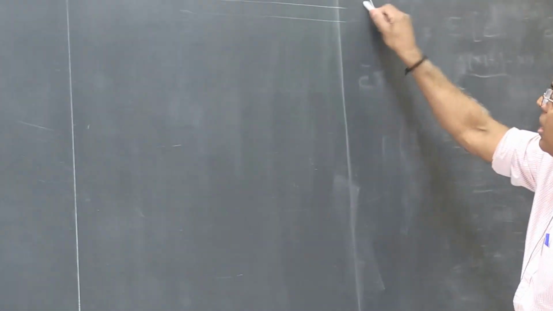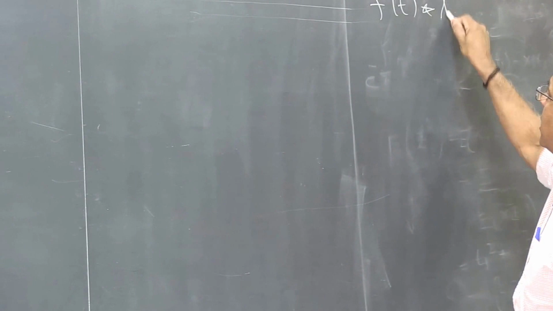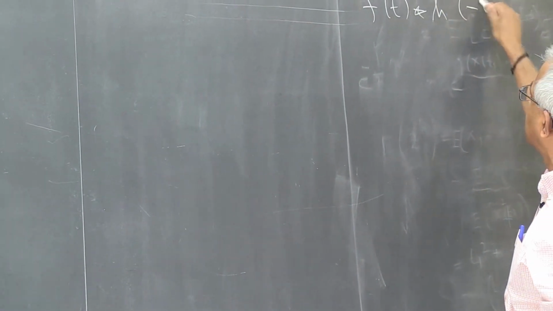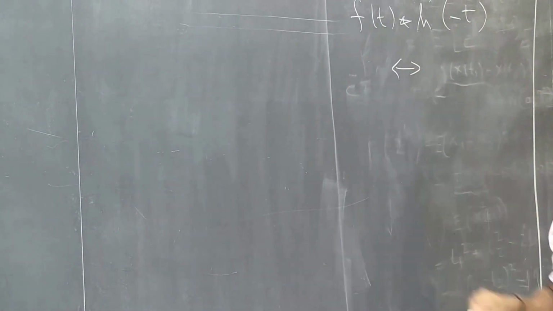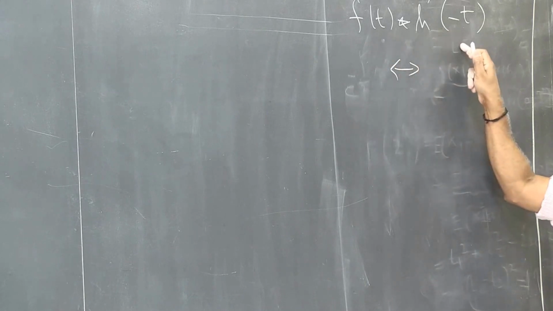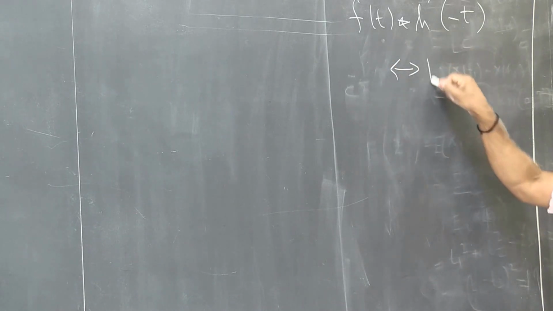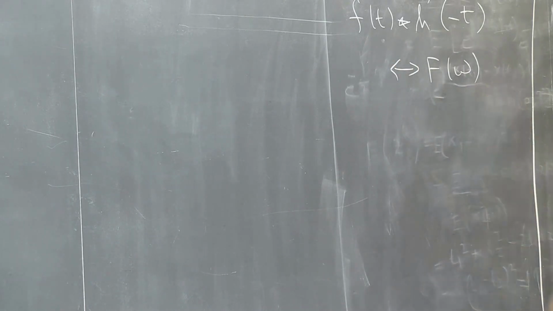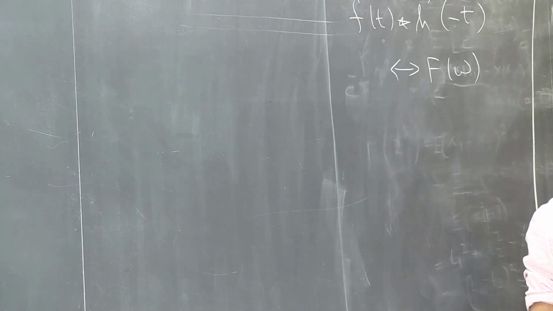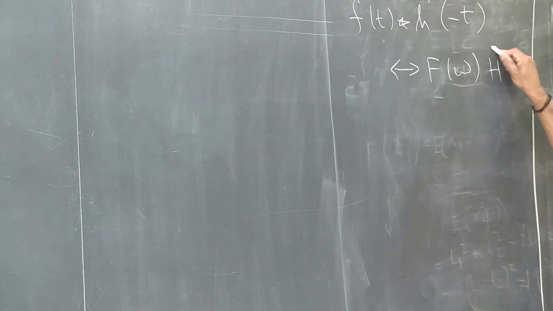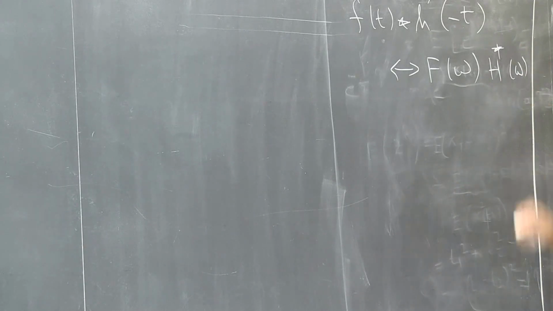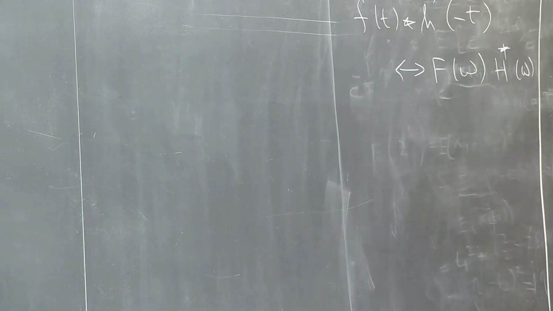So what will happen if you convolve f(t) with h star of minus t? Anybody? What is the Fourier transform? So Fourier transform of the product, right? So Fourier transform of the first one. What is the Fourier transform of the second one from that list? H star of minus t. Huh? Just a H conjugate of omega, right? So you don't have to start all over if you know the properties. Okay.